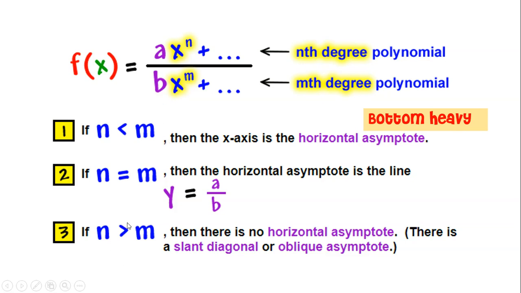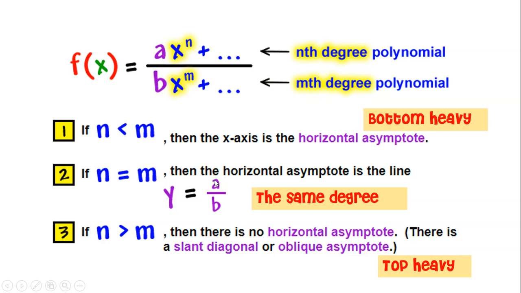Then what about this? n is greater than m. Of course, we can call it top heavy because the leading degree on the numerator, the top side, is greater than the bottom. Then n equals m means the numerator polynomial has the same degree as the denominator polynomial. Then we will figure out our horizontal asymptote with the leading coefficient from each side. So among these three, we will start to look at examples for each case.